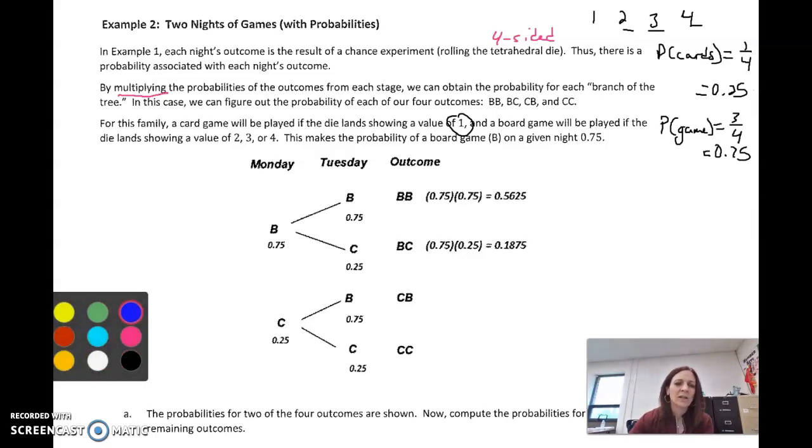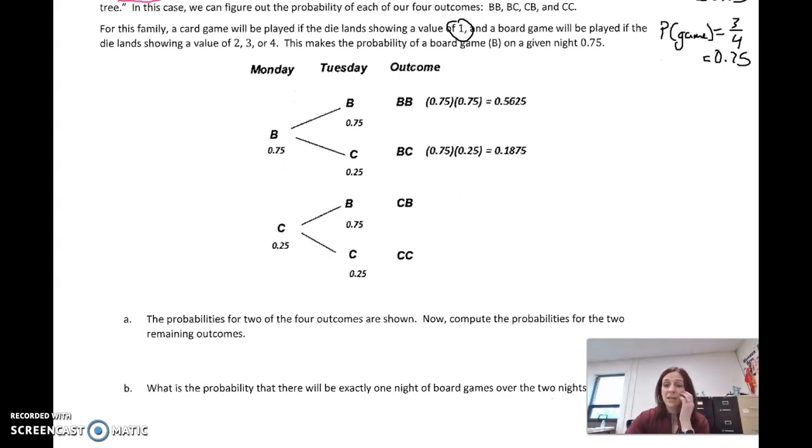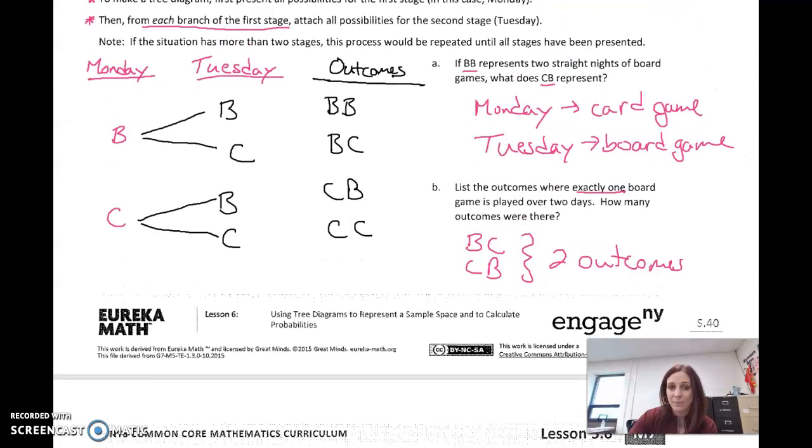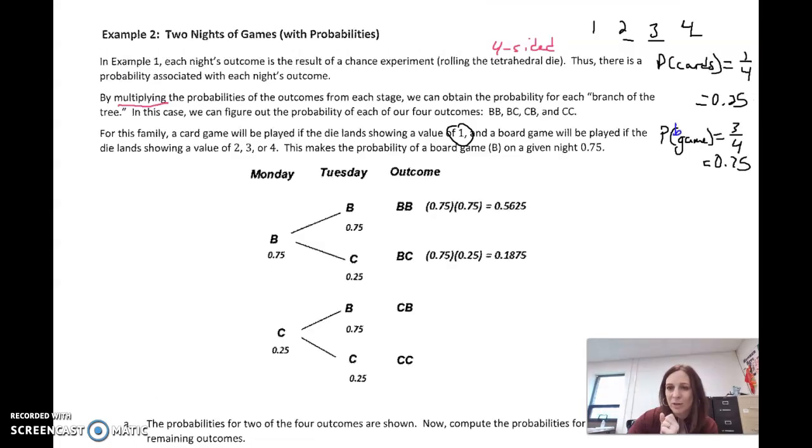It says the probabilities of 2 of the 4 outcomes are shown. Now compute the probabilities for the 2 remaining outcomes. It's really important that you give yourself some room and try to be as neat as you can about this. This right here is our tree diagram from up here. How we come up with the probability of our outcomes is to multiply, so it's really important to be organized. We know the probability of a board game is 0.75, so I put 0.75 under B.